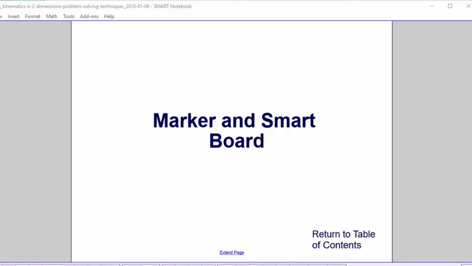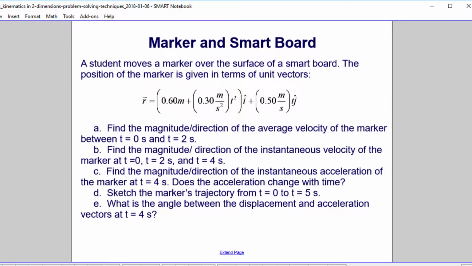Marker and smartboard. A student moves a marker over the surface of a smartboard. The position of the marker is given in terms of unit vectors, right here. So you have a component in the i direction and a component in the j direction. So it's a two-dimensional whiteboard, smartboard.